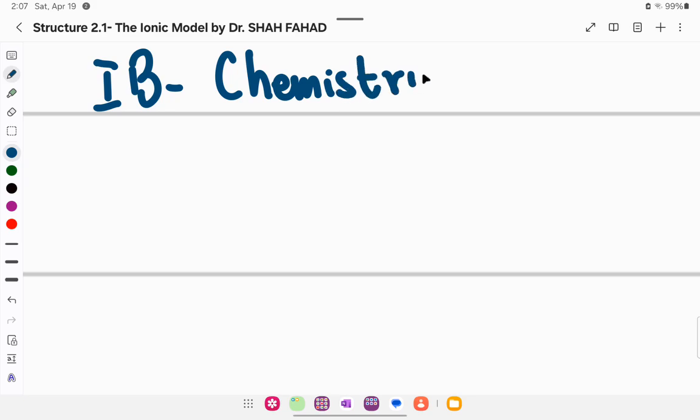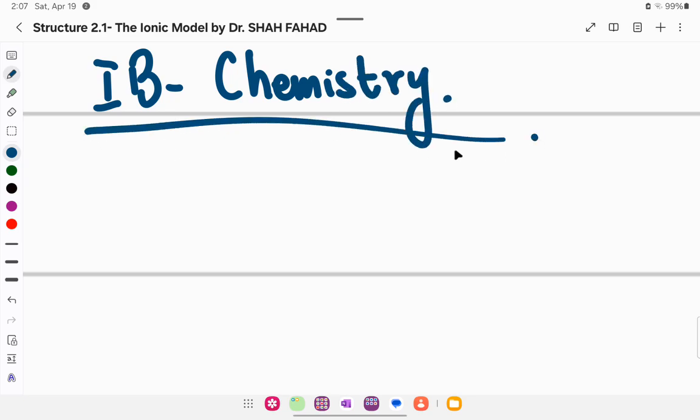The topic that we'll be doing is structure 2.1, the ionic model. Okay, let's get started. To study the ionic model, you need to know what an ionic compound actually is and how ionic bonding is made. But before we talk about that, we need to define what an ion is.